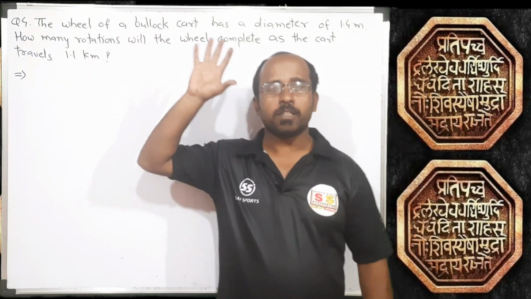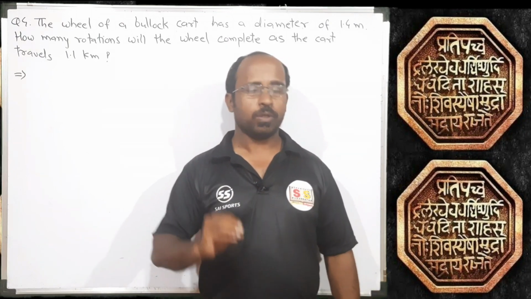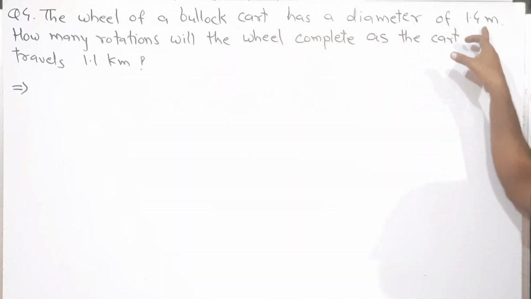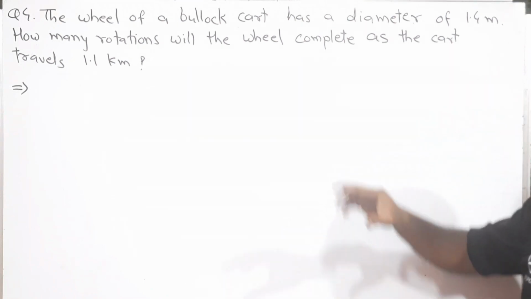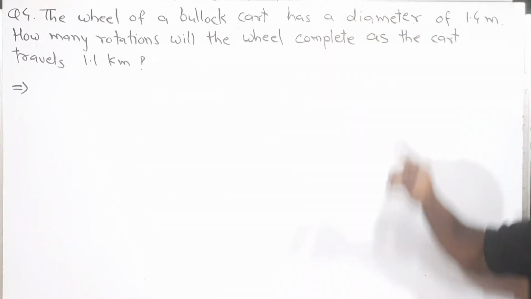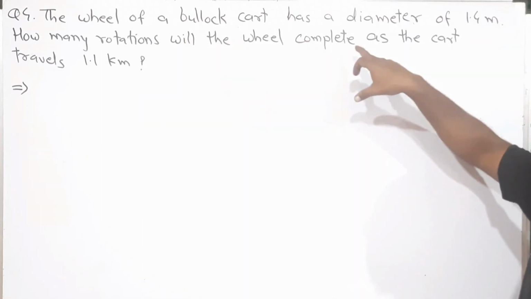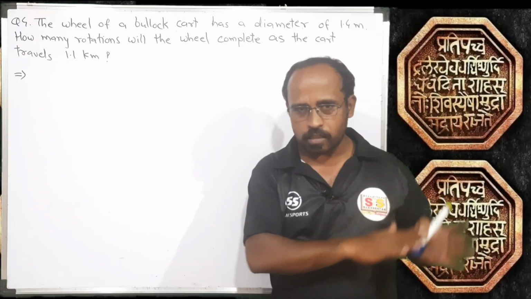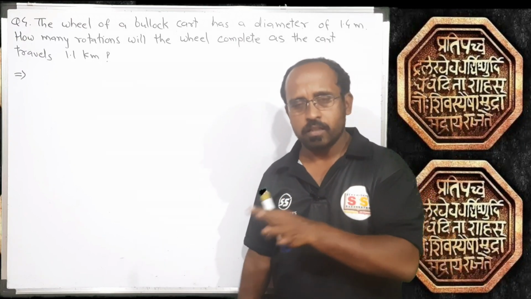Students, next and the final problem of this video is question number 4 from practice set 42. So let's see the question. The wheel of a bullock cart has a diameter of 1.4 meter. The wheel of the bullock cart is circular and its diameter is given. How many rotations will the wheel complete as the cart travels 1.1 kilometer? So how many rotations has that cart taken? This information we have to find.